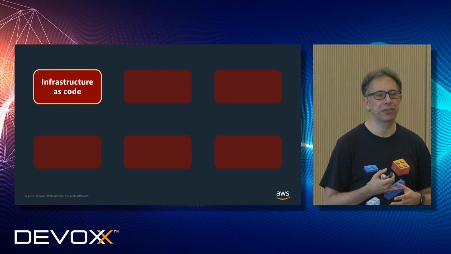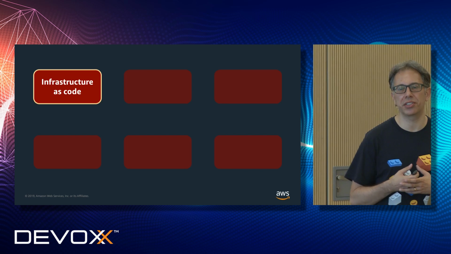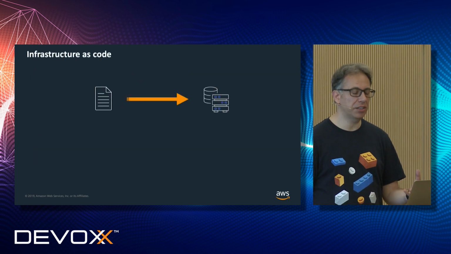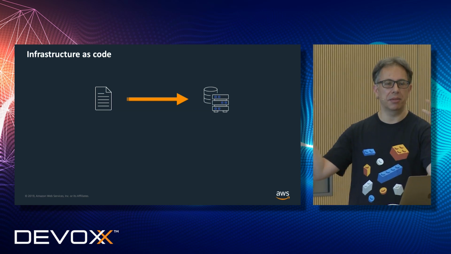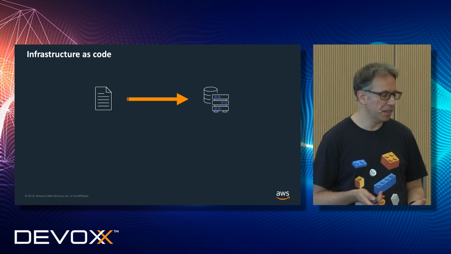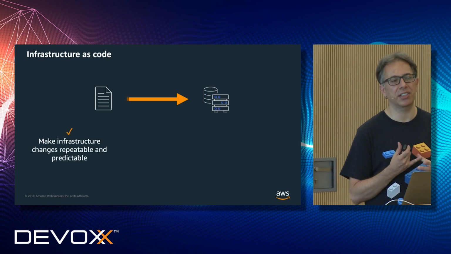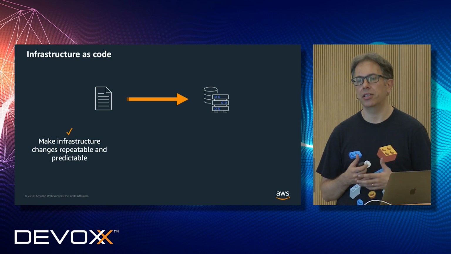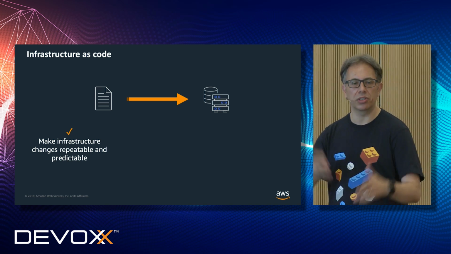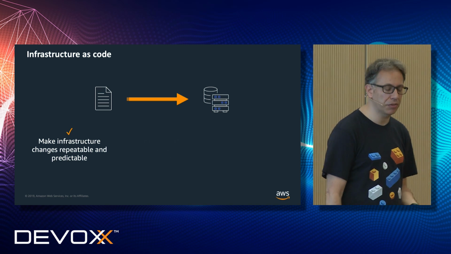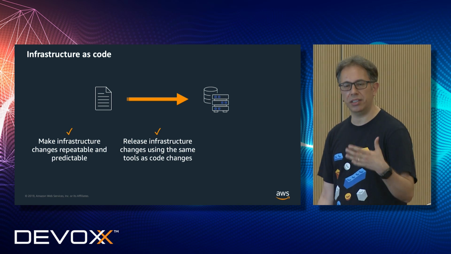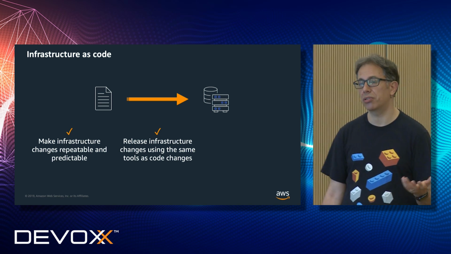And probably the stepping stone for building a good serverless application is to manage your infrastructure as code. What I mean is that you should be able to describe the build-up of your infrastructure, what you need, using text files. That makes infrastructure change easily repeatable and predictable. For example, if you want to destroy everything and rebuild everything, you can do that very quickly. You can release infrastructure changes together using the same tools that you use to release software changes.